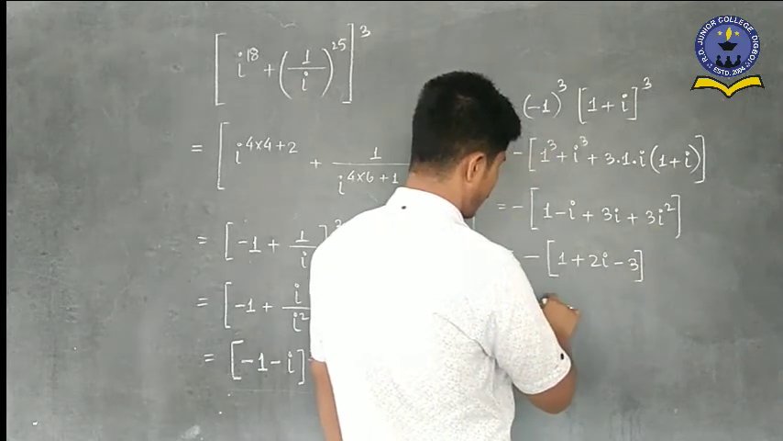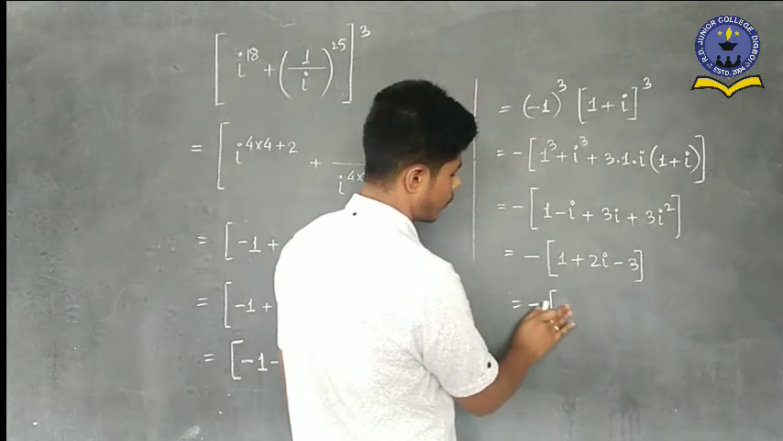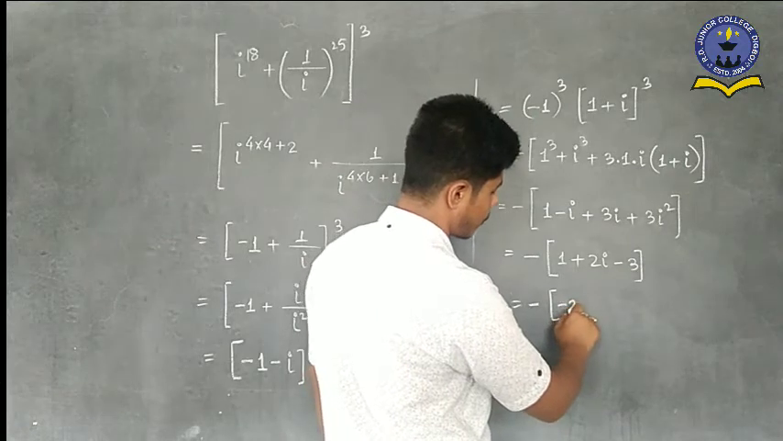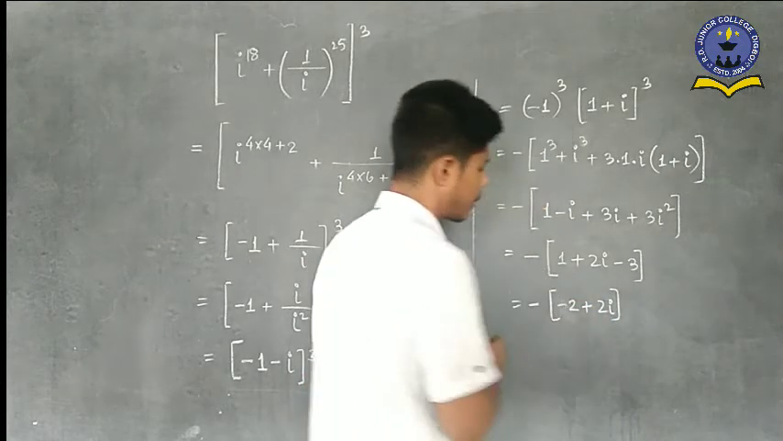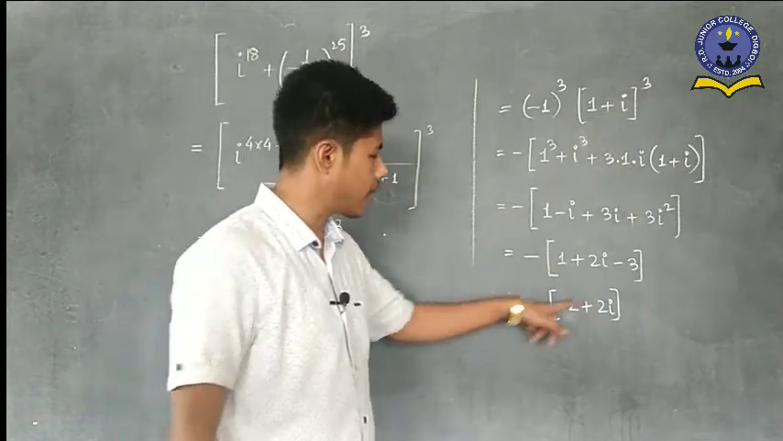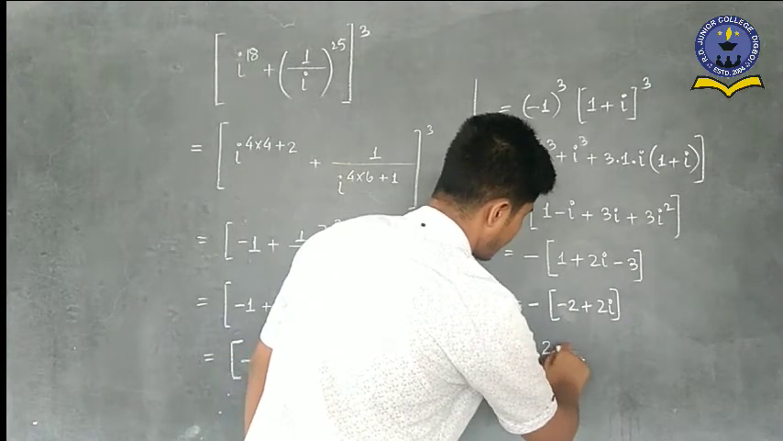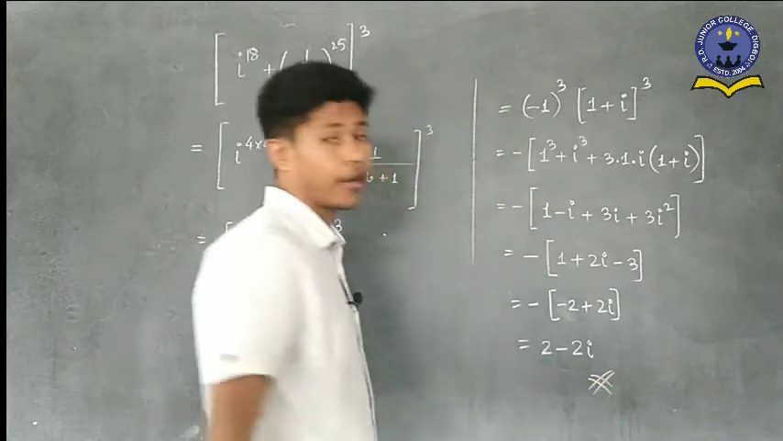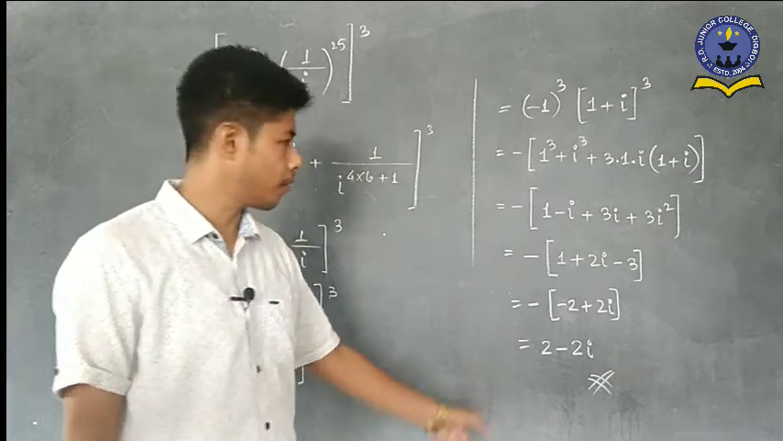So ultimately from here we get: 1 minus 3 plus 1, that means minus of 2 plus of 2i. Is it clear? This one we get here: minus 2 plus 2i. So now here minus is there. If we multiply by this minus, then finally what do we get here? The answer we get here is 2 minus twice i. So this one is our required answer. Is it clear? 2 minus twice i. I think all of you understood this one.